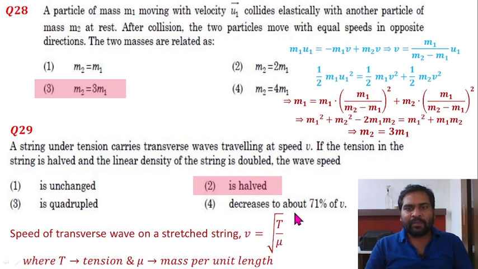So there will be the term 1 by 4. Square root of 1 by 4 is equal to 1 by 2. It is going to be halved. Yeah, option 2 is correct.